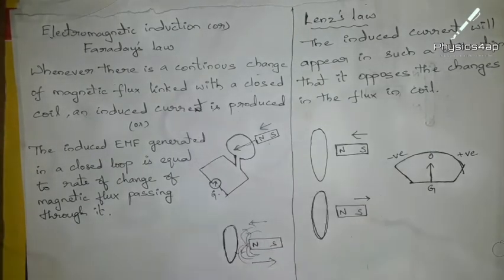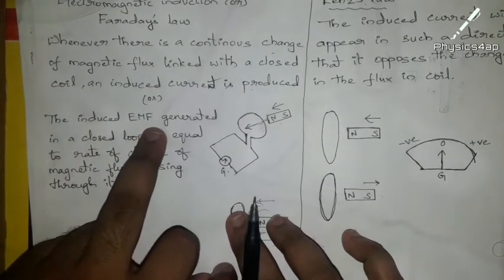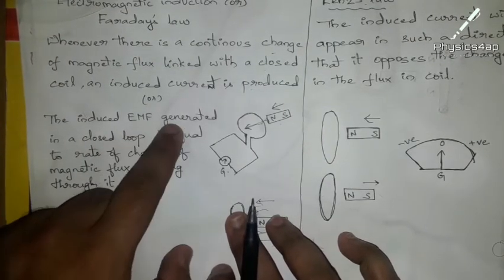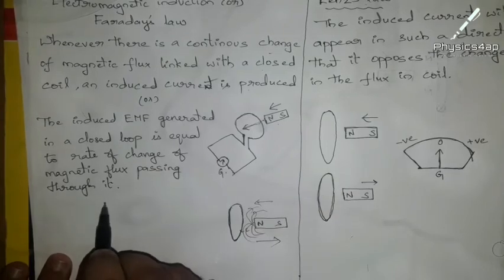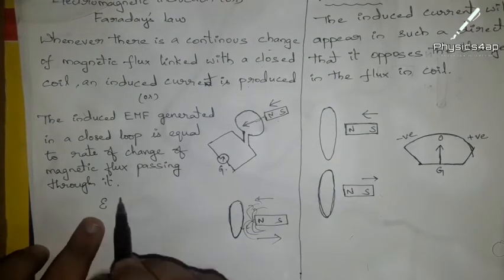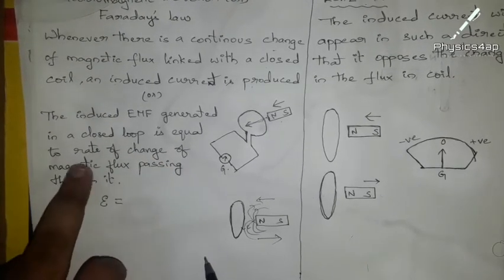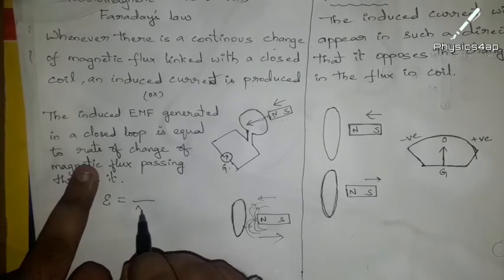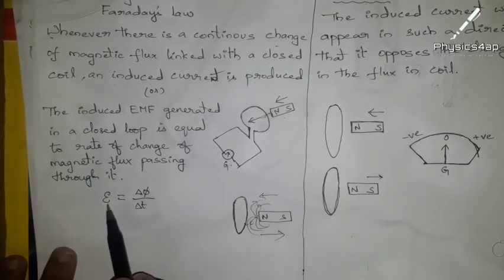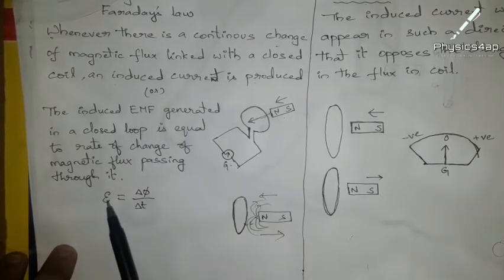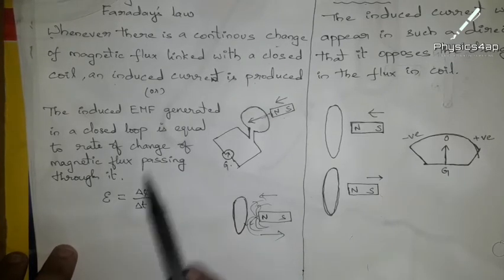In mathematical form, there is another definition here: the induced EMF, that is, electromotive force, generated in a closed loop. This is the closed loop. The EMF generated in a closed loop is equal to the rate of change of magnetic flux. Rate is nothing but with respect to time. Delta represents the change over here. So the induced EMF is equal to the rate of change of magnetic flux.